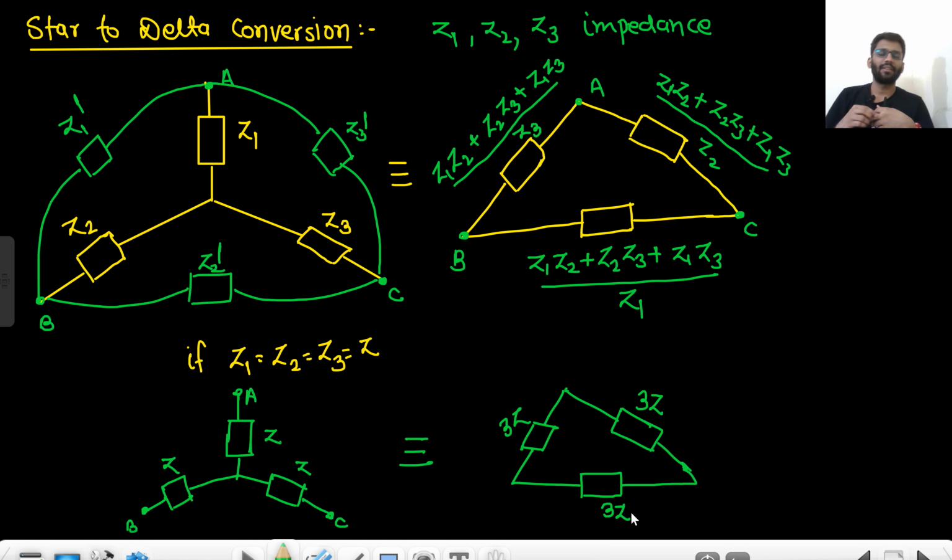So people sometimes remain confused whether it will be 3Z or Z by 3, because in delta to star conversion, we will see that it will be Z by 3. So always remember, if I am going from star to delta, I am getting out. That means it will get bigger. So from Z it will get 3Z, and if I am getting into it, that means from Z to Z by 3. Okay, if I am getting into it, it will get smaller. So from Z to Z by 3. Okay, so that's how you will remember it. We will see that in delta to star conversion.